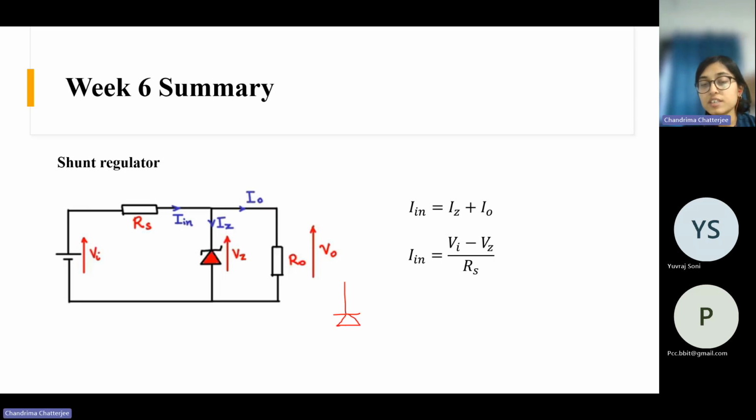Normal PN junction diode we denote like this. But here you have this kind of symbol. So this is called a Zener diode. Okay. And the feature of a Zener diode, how it is different from a normal diode, is in its operation. So a Zener diode always operates in this third quadrant here.